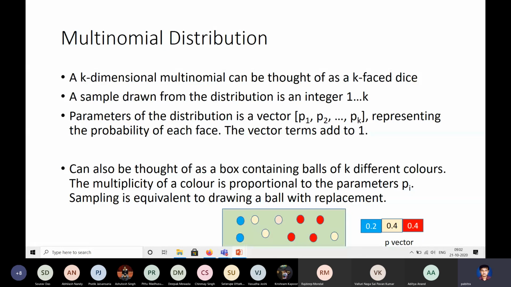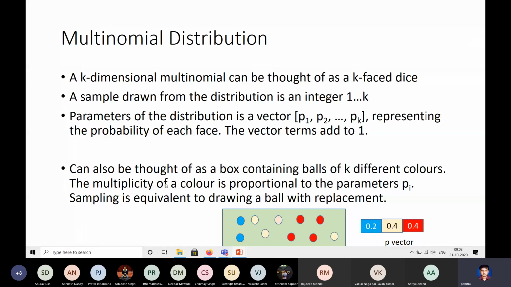You can also think of it as a box containing balls of k different colors, and the multiplicity of a color is proportional to the parameter p_i. So you can represent the parameter vector p1 to pk like this. If k equals 3, this is a parameter vector: 0.2 for outcome 1, 0.4 for outcome 2, 0.4 for outcome 3. So the outcome is an integer from 1 to 3. This is the parameter vector, or the p vector.